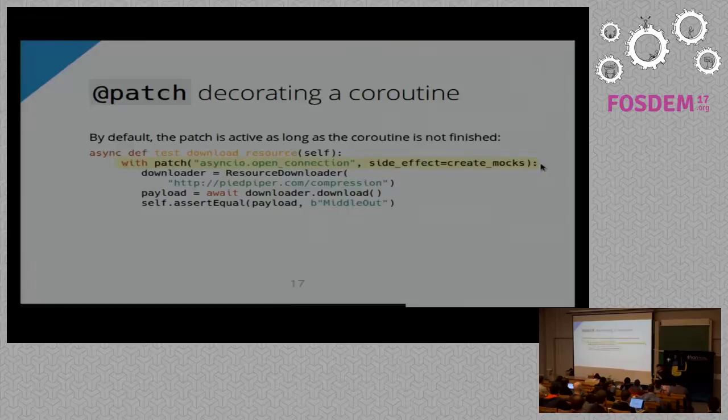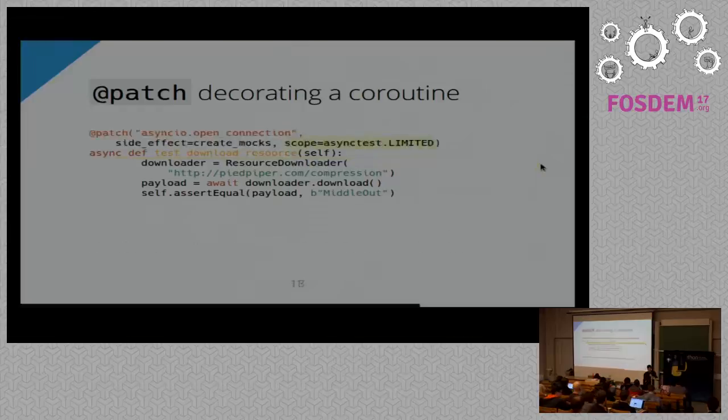In some cases, you don't want to have that, and you can. I added a feature that is an attribute to the patch used as a decorator. It won't work with the with statement, but it works with the decorator. Here I specified the scope of my patch to be limited to the coroutine. When the coroutine yields and stops running, the patch will be disabled and re-enabled again right when the scheduler and the loop decide to run the coroutine again.